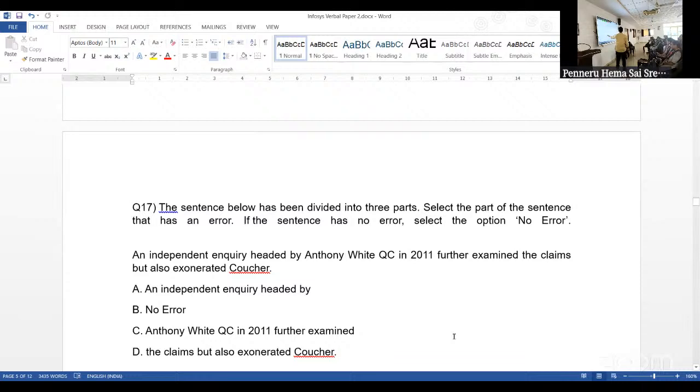An independent inquiry headed by Anthony White, QC in 2011 further examined the claims but also exonerated Coucher. So in English, whenever you come across an R at the end of a word, usually we don't pronounce it. Father, mother, you don't say father, mother with the R. So we should hold the pronunciation of sister, mother, brother, father. Similarly, there is an R rule in English. You can search in Google. Coming back to the question, tell me what is the answer?